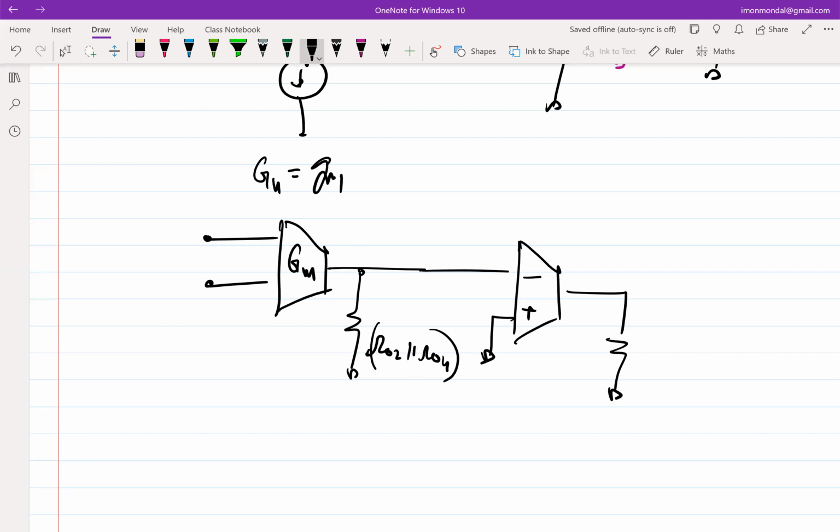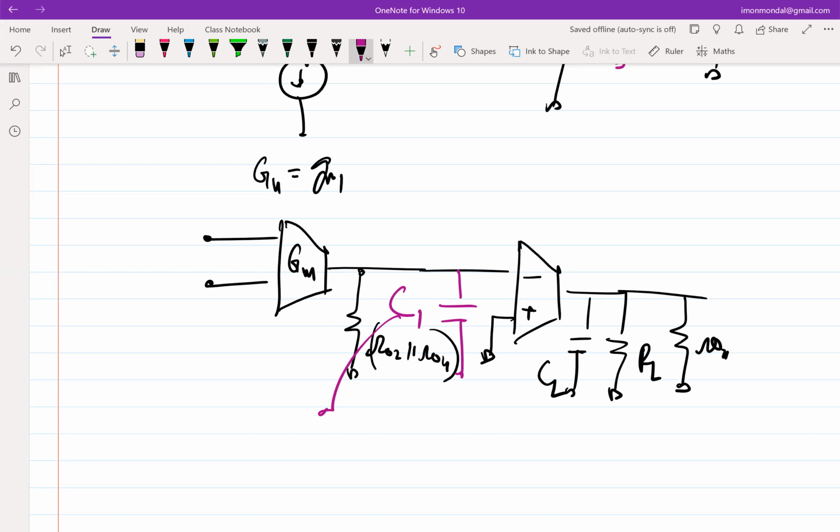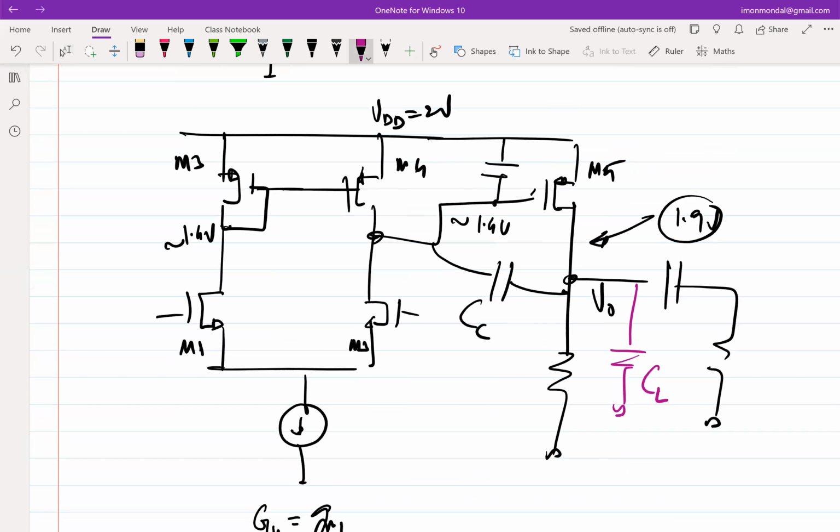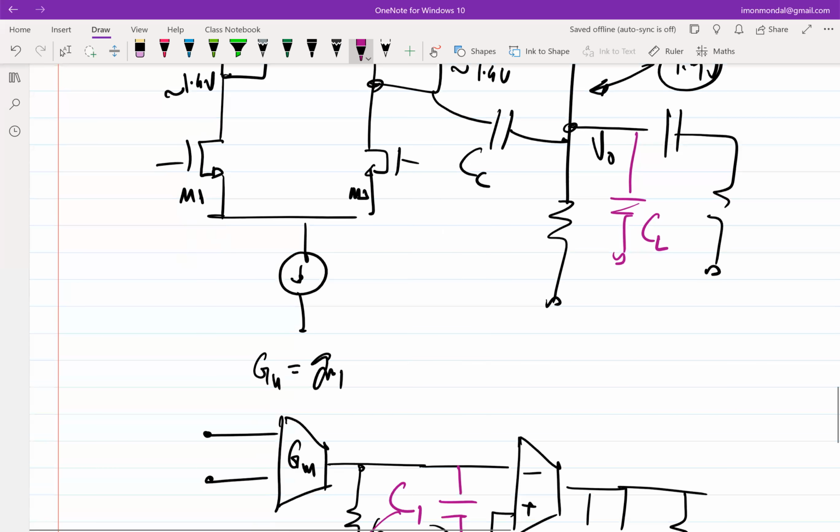So this is some output resistance RL. You also load it with R04. There is some CL. Here you have a capacitance C1. This C1 is equal to approximately CGS of M5, right? So this is the CGS of M5. I mean, granted there are more capacitances, but generally the gate to source capacitance dominates. So you can use that approximation.